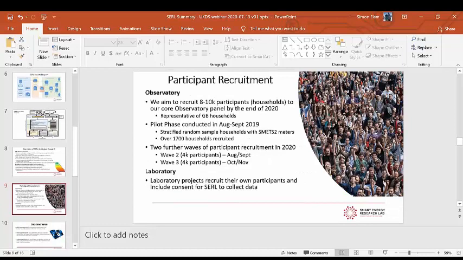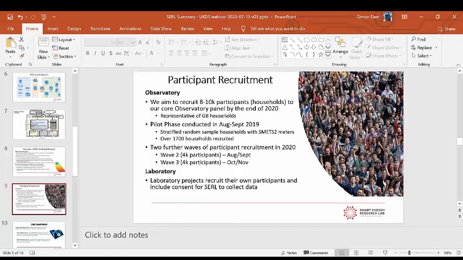So a little bit about how we recruit our participants. Our aim is to recruit 8,000 to 10,000 participants, which are our households across Great Britain, to our observatory panel by the end of 2020. The aim is for that to be representative of Great Britain households. So we do quite a bit of work in terms of stratifying our sample and also looking at the results when we get it back to analyse any skews.